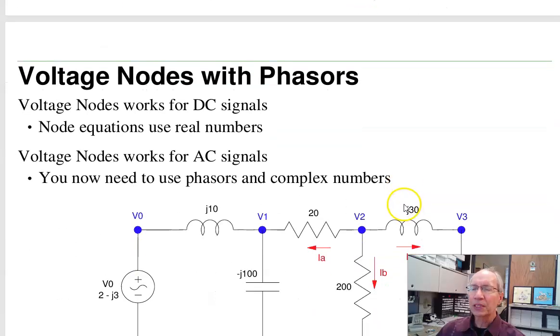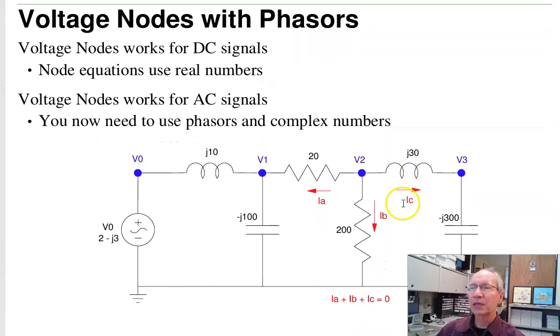Well, with phasors, the same thing holds, except that now with phasors, you're using complex numbers. So again, if I have this circuit, I've got 4 voltage nodes. If I can write 4 equations for 4 unknowns, I can solve. So same procedure as before, but now I'll be using complex numbers.